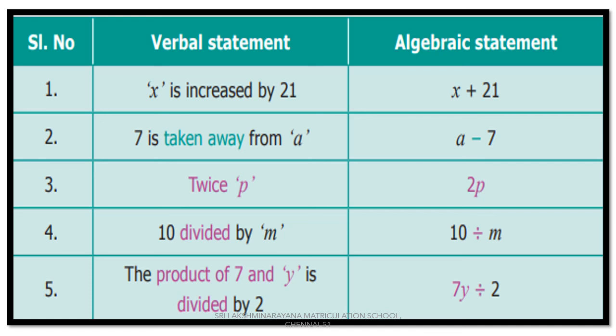Fifth one, the product of 7 and y is divided by 2. The product of 7 and y we can write as 7y, then with the division sign, divided by 2.